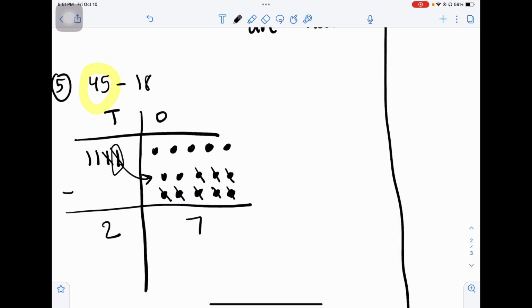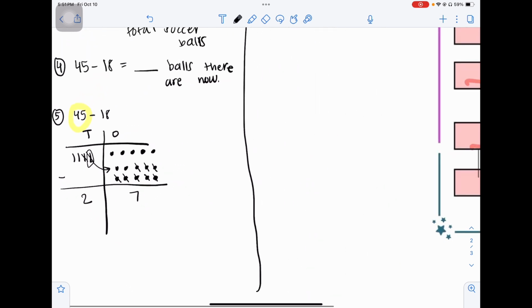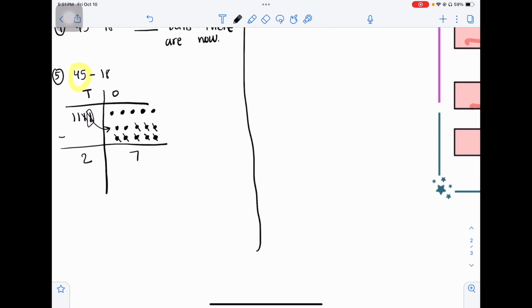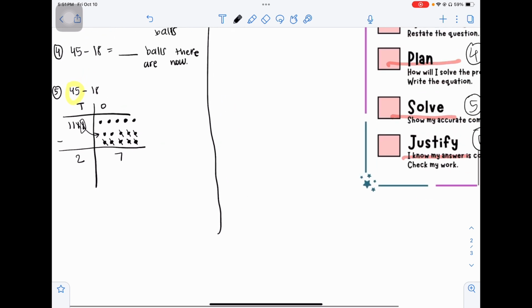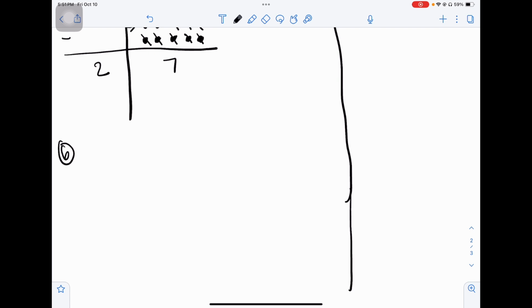But wait, we are not done, right? We have to still do the justify piece, and then we're going to do the second problem. So I'm still doing that justify piece of checking my work before I do the second half of it. It's really important, checking your work. So I'm going to write this problem in standard form.